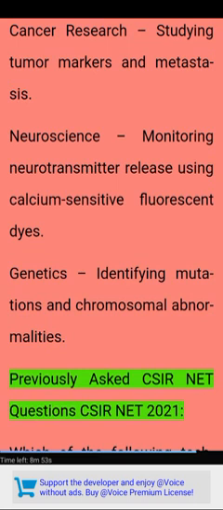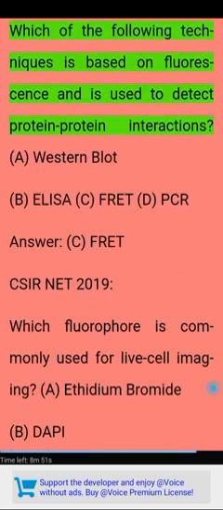Previously asked CSIR NET question, CSIR NET 2021. Which of the following techniques is based on fluorescence and is used to detect protein-protein interactions? A. Western blot. B. ELISA. C. FRET. D. PCR. Answer: C.